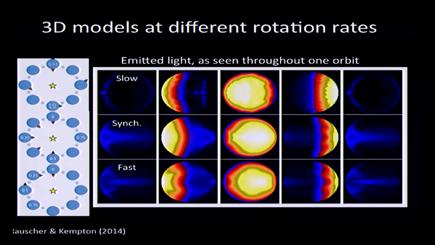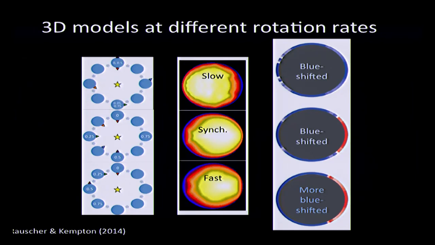So for example, here I've run three different simulations where all I'm changing is the rotation rate of the planet as it's going around the star. And what you're seeing is the flux coming from the planet for different parts of its orbit. And I can compare this to the Doppler shift that you would measure, if you could, when the planet's between us and the star due to the rotation and the winds.